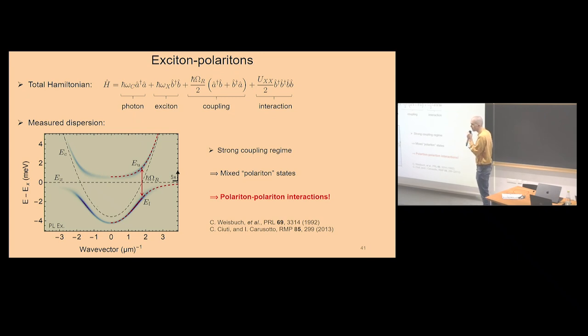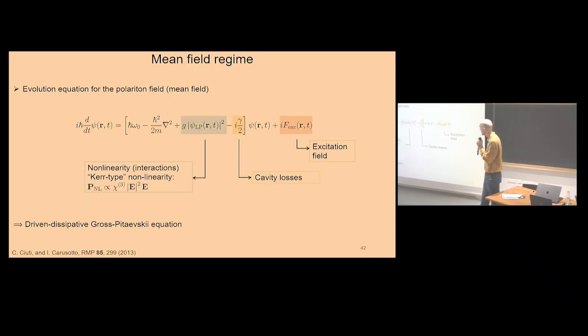And so at these points, we have mixed states, half light, half matter states, that we call polaritons. Because these polaritons spend, if you want, half of the time as a photon, half of the time as an exciton, they interact together. And so that's how we can engineer polariton-polariton interactions. So the nonlinear medium that we use in our system is a quantum well, and we engineer this way, typically going into the mean field regime, some Kerr nonlinearity, and we obtain this driven dissipative Gross-Pitaevskii equation that we discussed in the first lecture. So that is the nonlinear term.